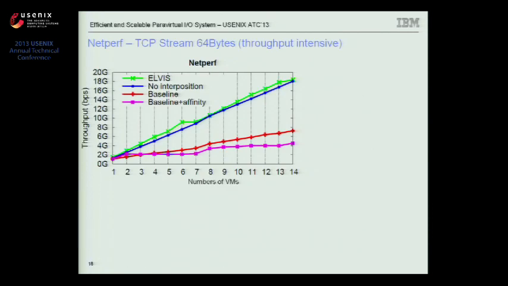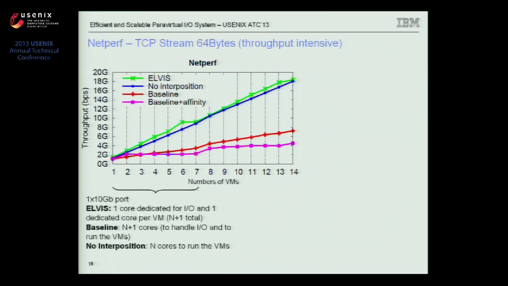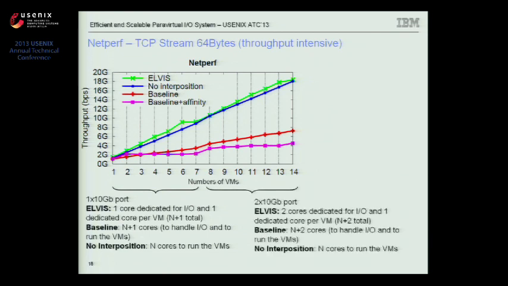Now, let's see a bit of results. You can see here how Elvis performed against no interposition, baseline, and baseline plus affinity when we were running netperf TCP stream. This is a throughput-intensive workload. We were using 64-byte message size. And the interesting thing here is that you can notice that Elvis was close to or even better than no interposition. Now, as a reminder, when we were using from 1 to 7 virtual machines, we used 1 port and 1 I/O core. From 8 to 13, we used 2 I/O cores and 2 ports.